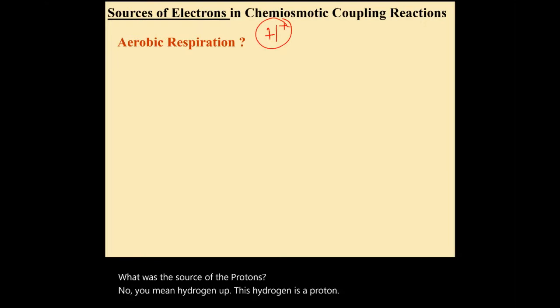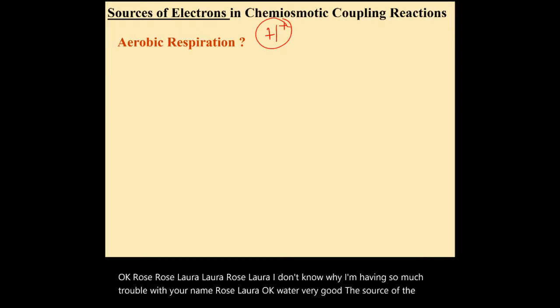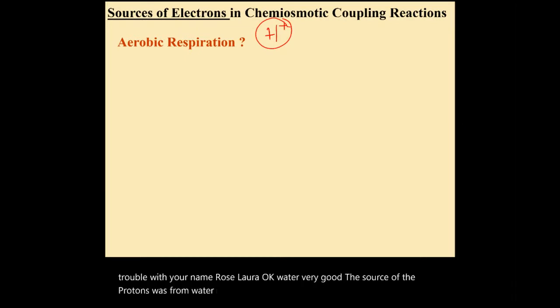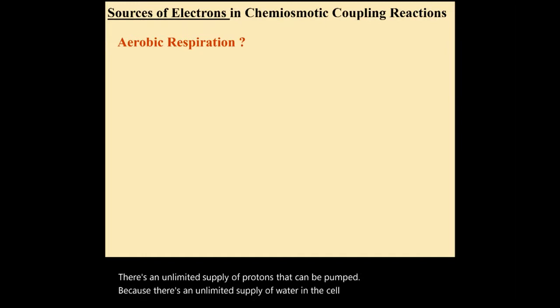Okay. Rose Laura. I don't know why I'm having so much trouble with your name. Rose Laura. Okay. Water. Very good. The source of the protons was from water. Correct? Right? So what is the source of the protons for proton pumping? It's an unlimited supply of protons that can be pumped, because there's an unlimited supply of water in the cell, correct? Really? I think of how much water is there. So the source of the protons for proton pumping comes from water.